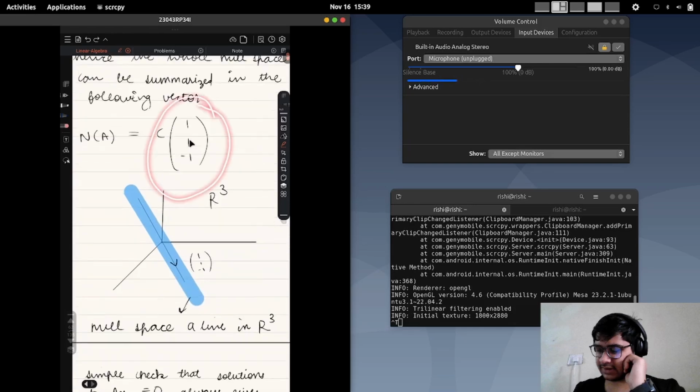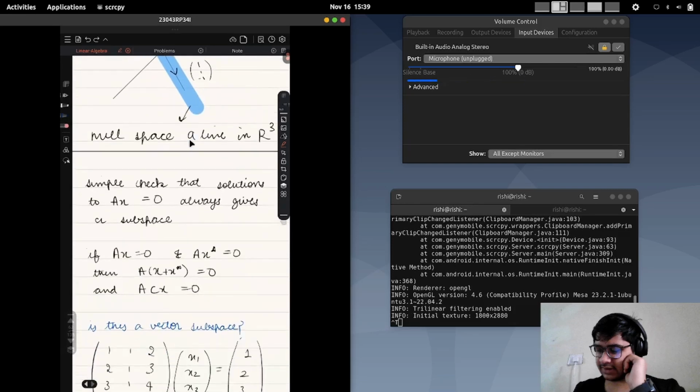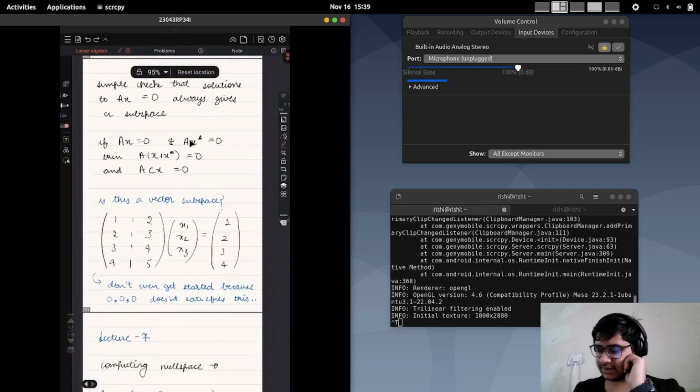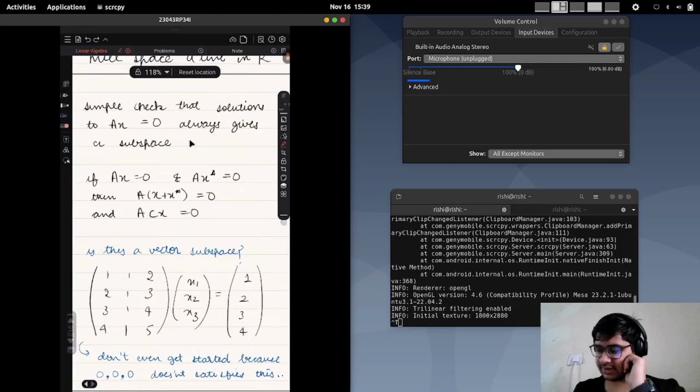So this is essentially a subspace, because C can also be 0. This is the line through (1, 1, minus 1), which is a subspace, and a null space. To be a space, it has to be closed in itself. So the null space is a line in R3. This is also a line in R3.